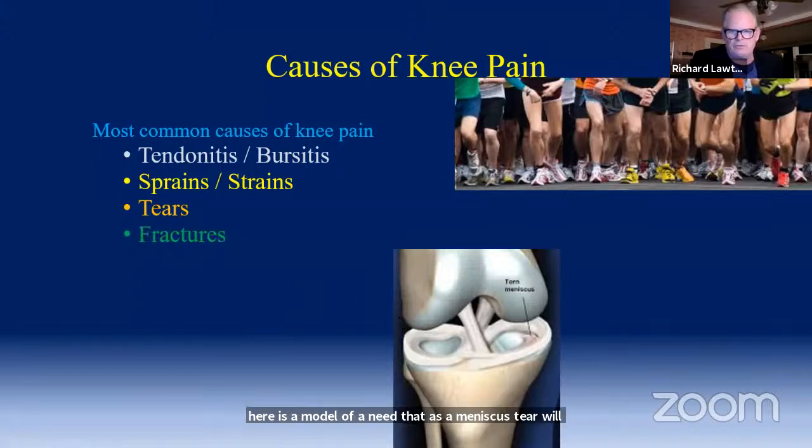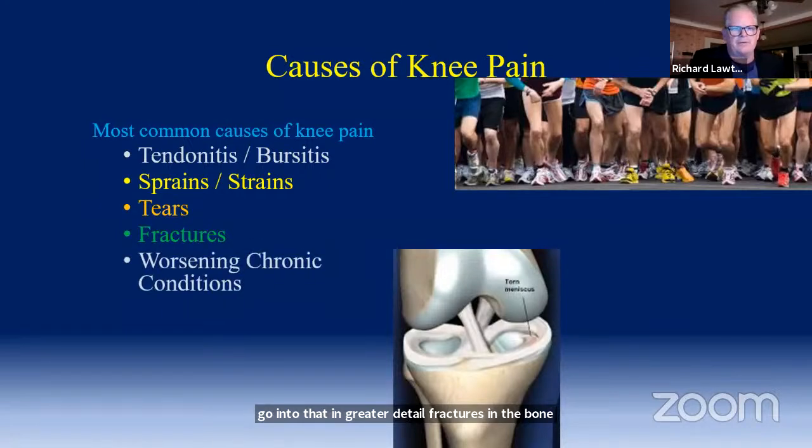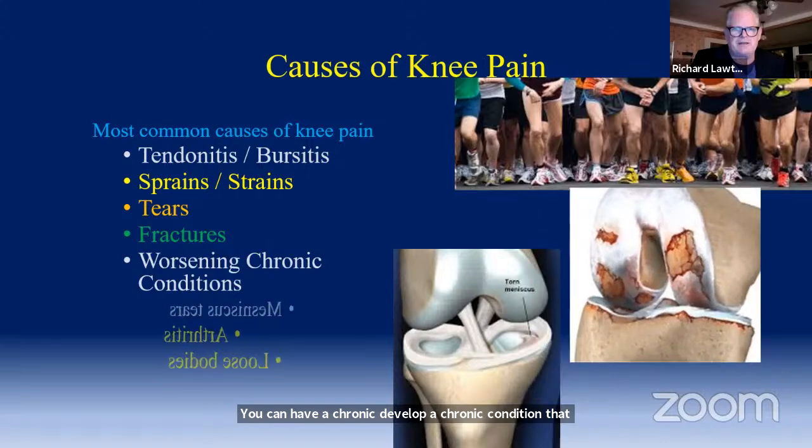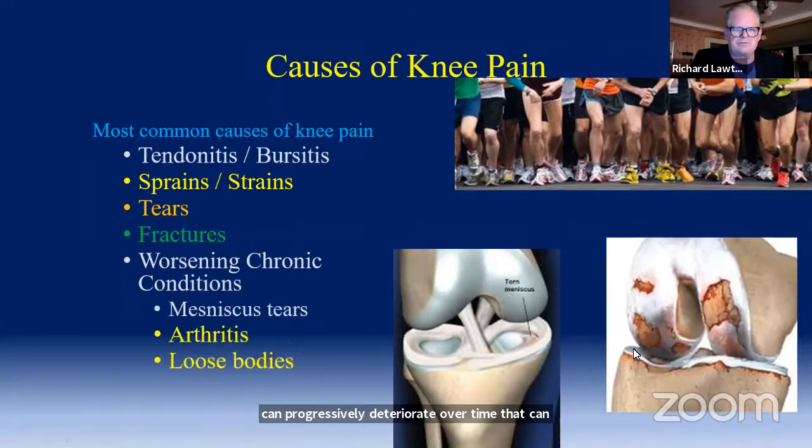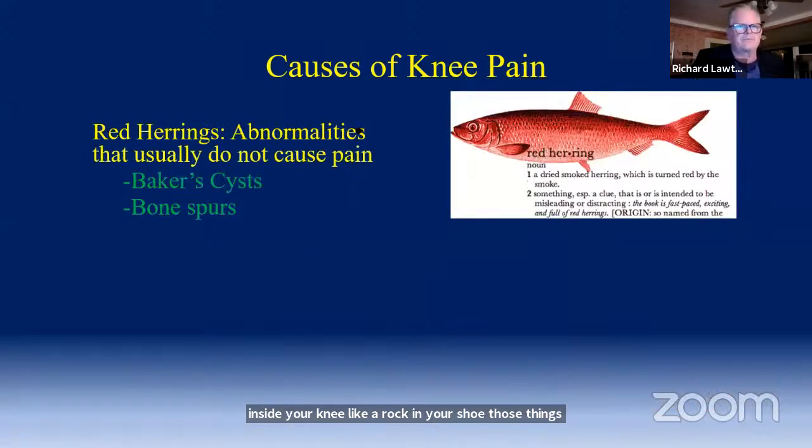Fractures of the bone can fail as well. You can break your bone. You can develop a chronic condition that can progressively deteriorate over time. That can generate knee pain. So things like arthritis, illustrated in this picture over here. We'll go into greater detail about that. Loose bodies, that means loose pieces of bone or cartilage floating around inside your knee, like a rock in your shoe. Those things can catch and generate pain. We'll talk about all that stuff.